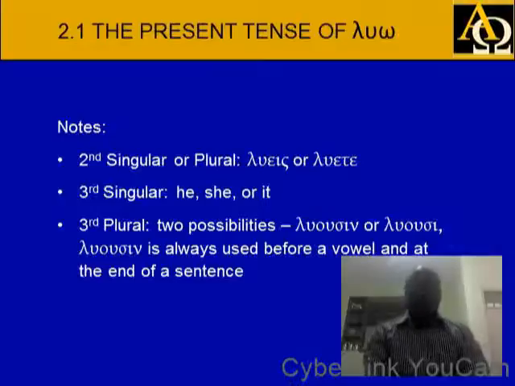So second person singular or plural. So lues, luete, that's what I just talked about. Third person singular, he or she, it. Third person plural, two possibilities. It can either be luozin or luozi. We have what we call the movable nu. So the nu can either be present or absent, but that still means the same thing.